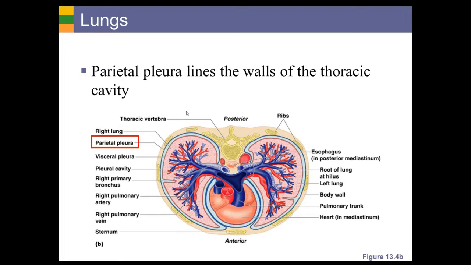The serous membranes surrounding the heart we call the pericardial membranes. The serous membranes surrounding the digestive organs we call the peritoneal membranes. The serous membranes that surround the lungs are referred to as pleural membranes. The outer layer is the parietal pleura, and it's shown here in blue, and it lines the thoracic cavity.